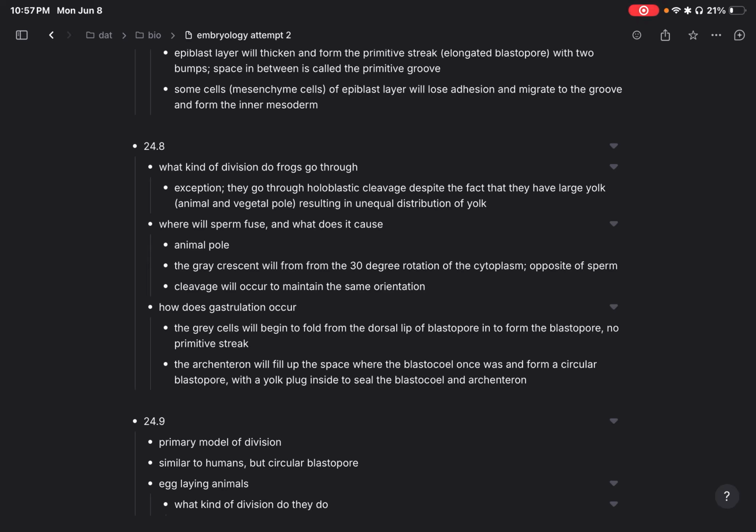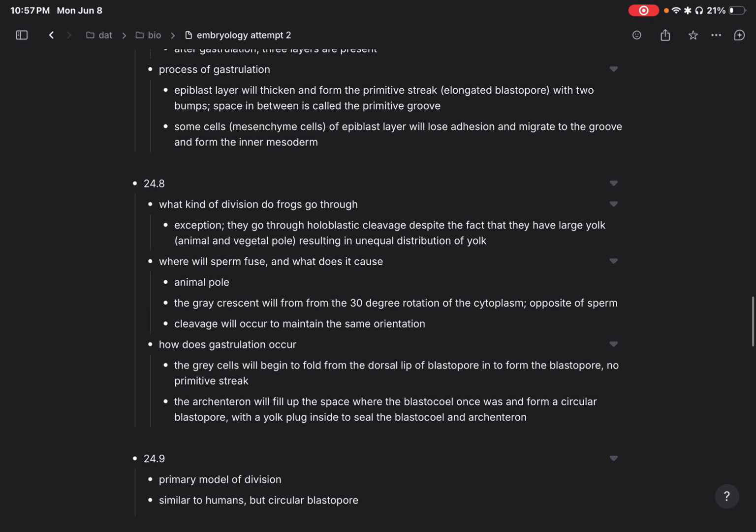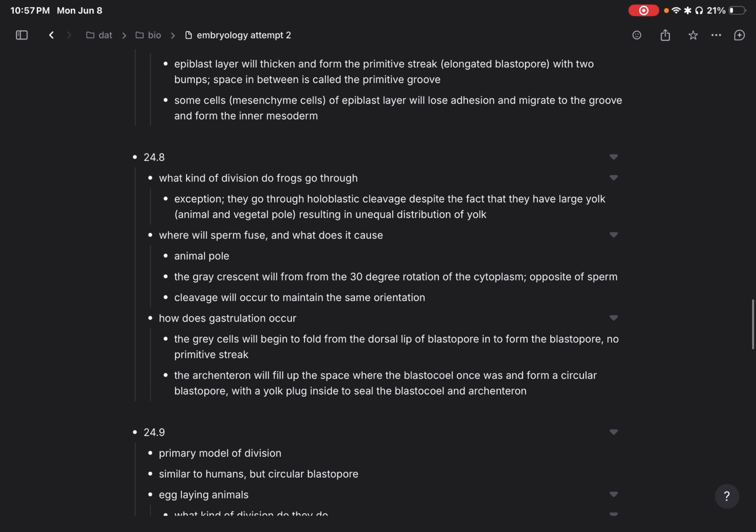So now talking about frogs. I don't really know why we need to know this, but I guess we do. They're an exception. They have a large yolk sac, but they will go through holoblastic rather than meroblastic cleavage. So you're going to get unequal distribution of yolk rather than unequal division. Sperm will fuse at the animal pole, which is the side with no yolk, and then the gray crescent will form on the opposite side.